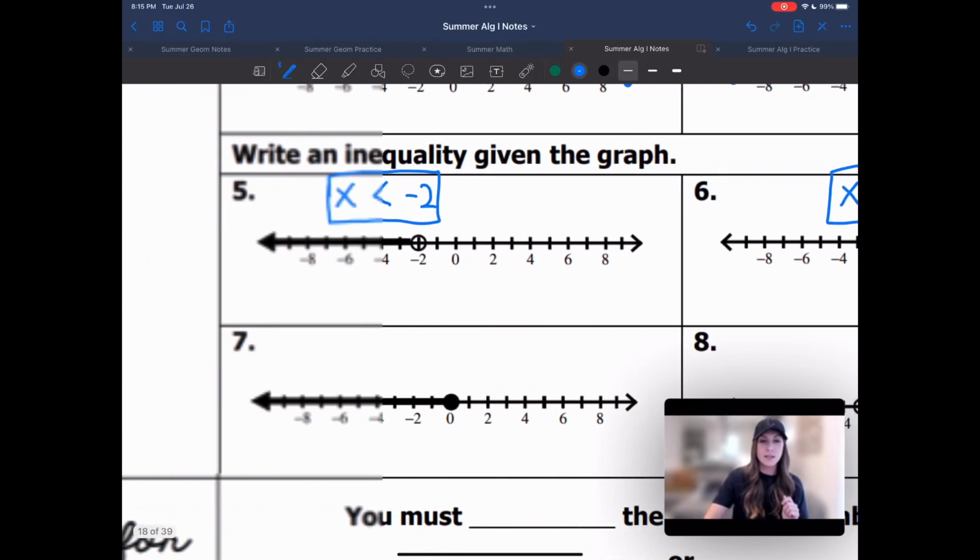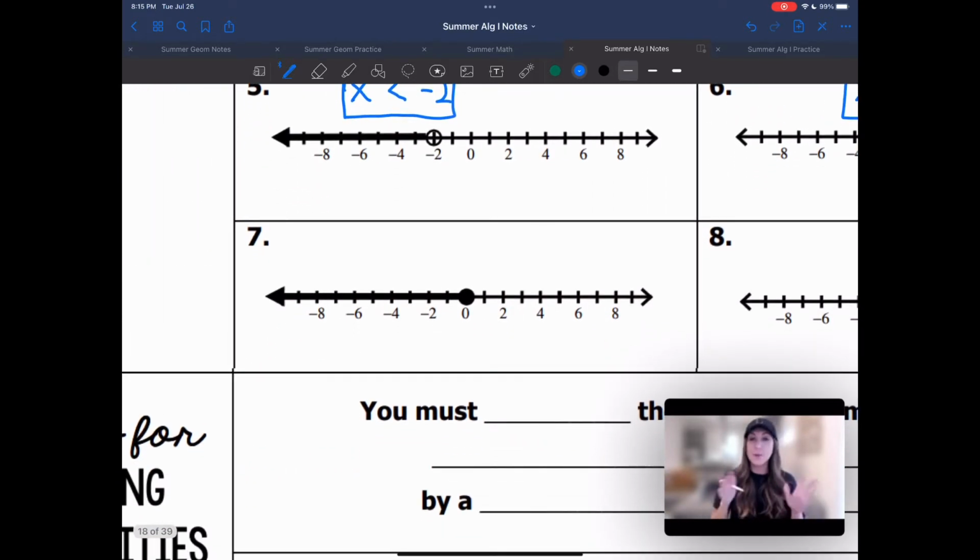All right, number 7. You might want to pause this and try the rest of them yourself and then play it and see if you get them right. So we've got an X on this side. It looks like we're going to have a 0 over here because that's our number. It's a closed circle, and it's everything less than 0 to the left. So I would say X is less than or equal to 0. The or equal to part is because of the closed circle.